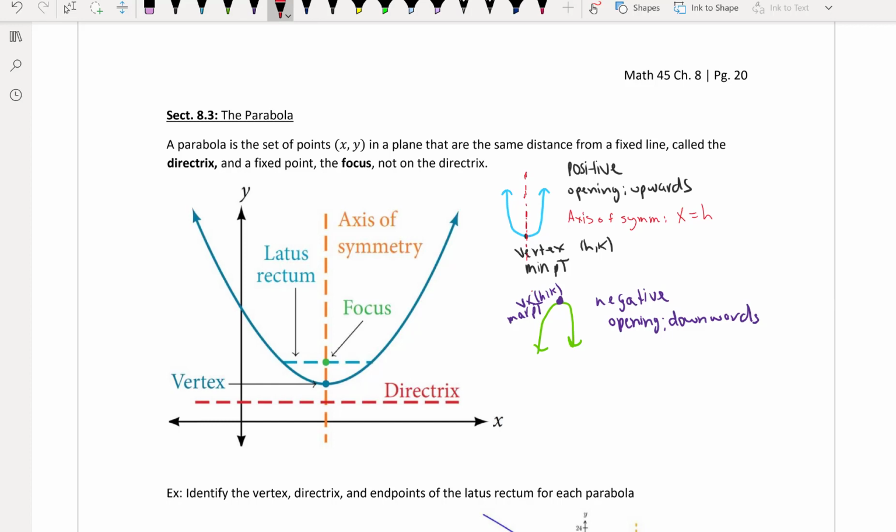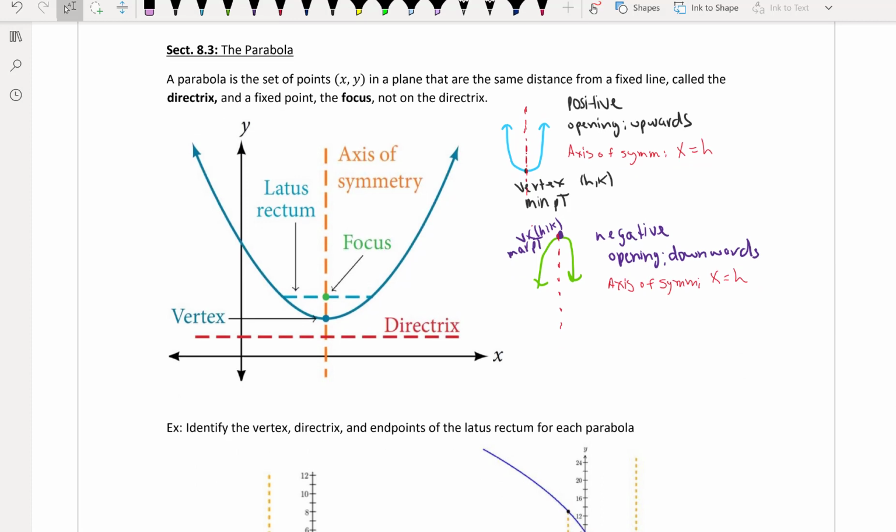And we also have the axis of symmetry. So that's the line where if I were to cut it in half, it's symmetric. The left side should look like the right side. So the axis of symmetry should still be x is equal to h. So these are things that we already know.